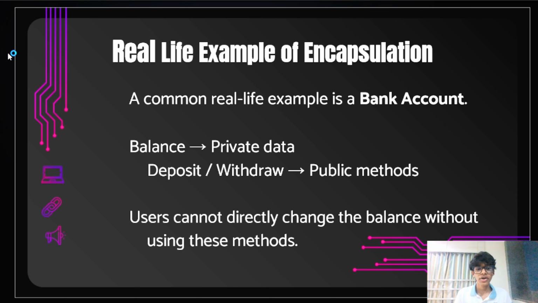Real life example of encapsulation: a bank account. A bank account is one of the best examples of encapsulation. The account balance is private and cannot be changed directly by the users. Instead, users perform operations like deposit and withdraw using defined methods. This ensures that all transactions follow proper rules and validations. For example, you cannot withdraw more money than your balance because the method checks conditions before processing. This controlled access prevents fraud and maintains system reliability, just like encapsulation in programming ensures safe data handling.